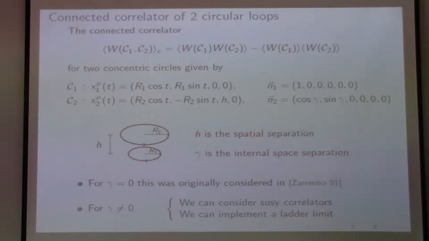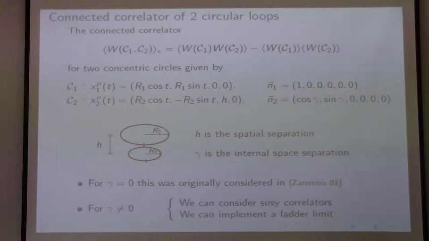So we have two loops of different radii, but concentric and well separated by a distance h in spacetime. I'm going to consider the case that the orientation in the internal space could be different. So this one is pointing to the north pole of the sphere, and this one is pointing in some other direction, for the angle gamma. So gamma is like an internal space separation between the two.